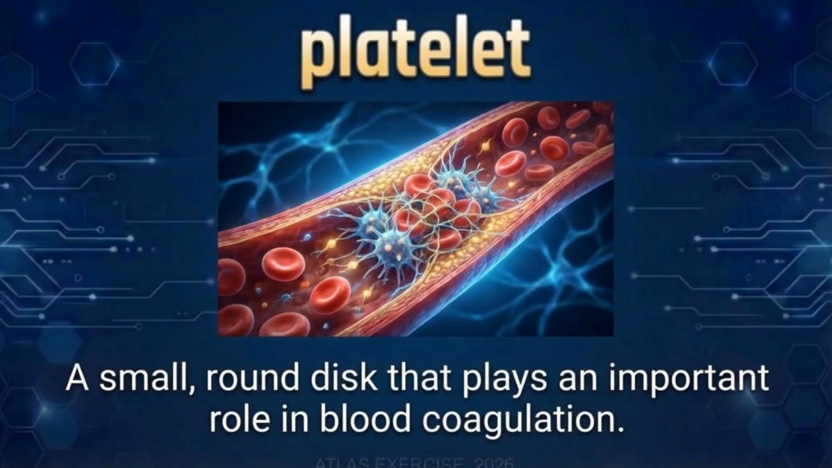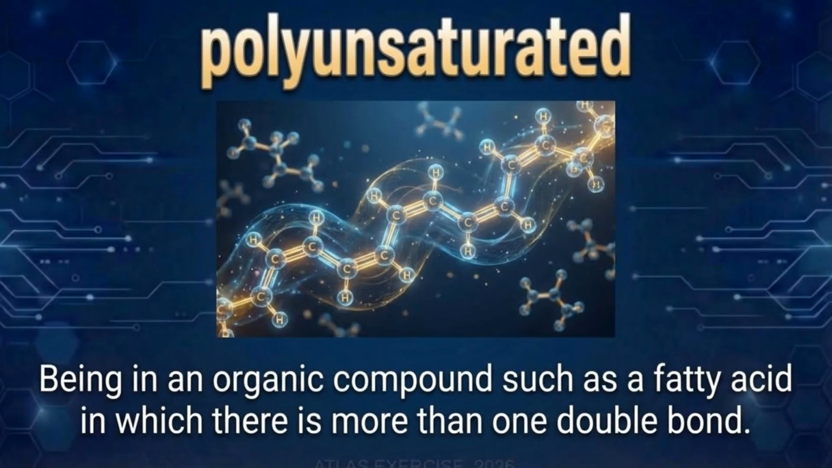Platelet. Definition: a small blood component that helps the blood clot. Function: stops bleeding after injury. Fact: platelets survive in the bloodstream about 7 to 10 days. Polyunsaturated fat. Definition: a fat containing multiple double bonds in its chemical structure. Examples: fish oil, sunflower oil. Omega-3 fatty acids. Health note: linked with heart health when replacing saturated fats.